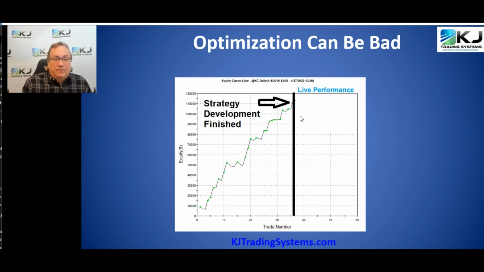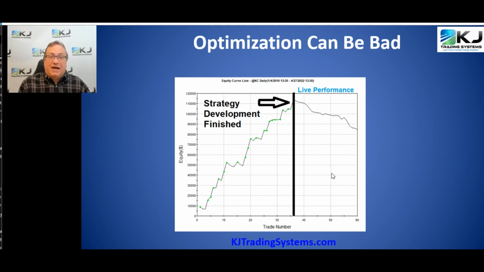Let's just say you finished your strategy development right at that black line. So you've got an equity curve to the left that looks really good. And you say, hey, this is good. I like this. Now I'm going to go live with it. Well, what happens a lot of times when you over optimize and you just have too much optimization, you get this sort of thing where the strategy just falls apart.